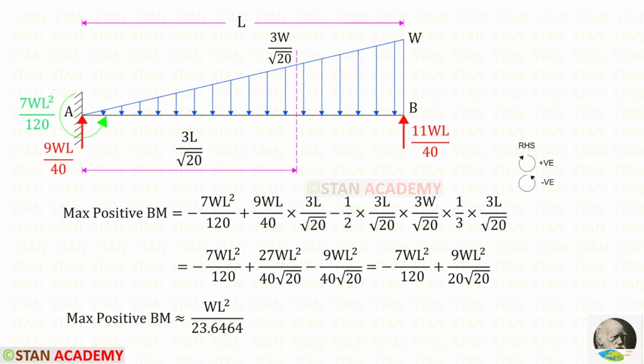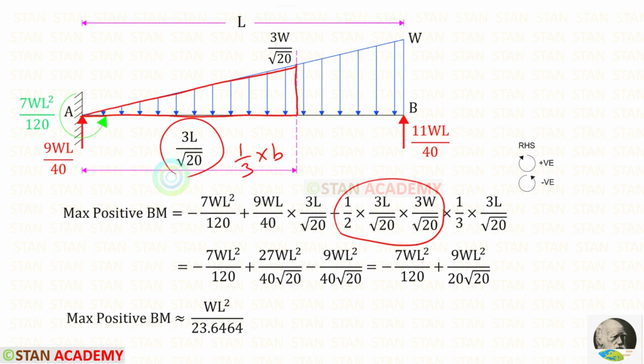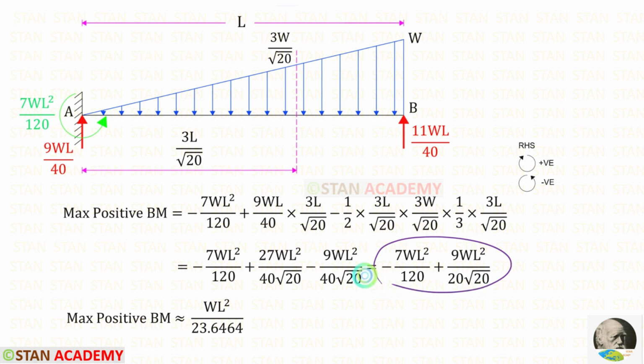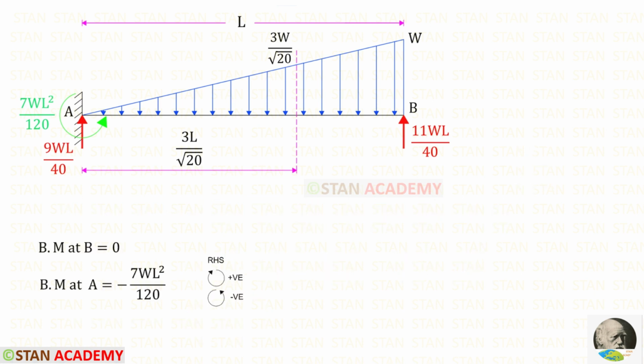For the UVL, we have to multiply the area with the centroid distance. This is the area of the triangle. The centroid distance towards the right is 1 upon 3 into breadth. Here the breadth is 3L upon root 20. So this is the centroid distance. After simplifying, we will get this. We can keep the expression of the maximum positive bending moment approximately equal to WL square upon 23.6464.